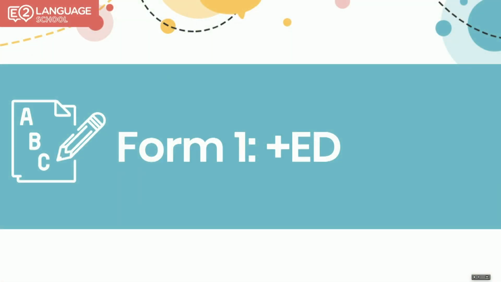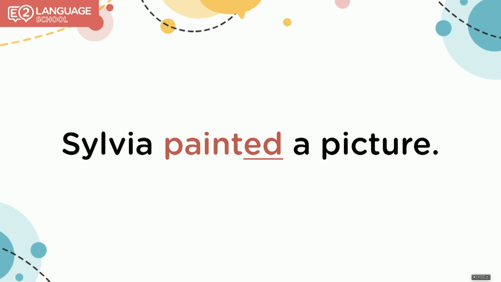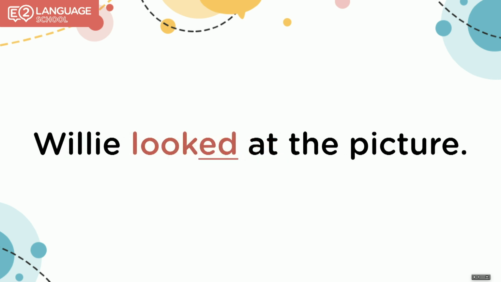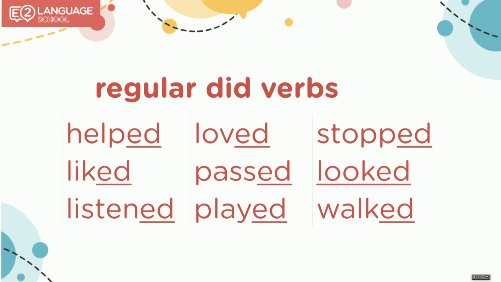Let's look at the 2 forms. As I told you, there are 2 forms. There is an ed form, like listened, but there's also irregular forms, like went, that don't follow the pattern. So let's look at this carefully, because it's confusing. Sylvia painted a picture. That's the regular ed form. That's easy, right? We add ed to the do verb. And Willie looked at the picture. They're the regular forms. So here are some other regular forms. Helped, loved, stopped, liked, passed, looked, listened, played, and walked.